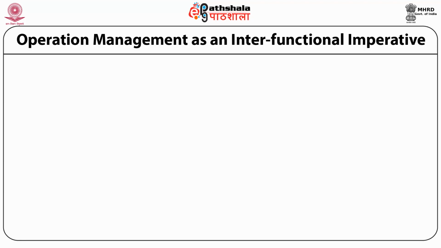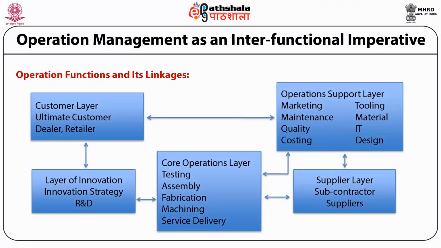Operations functions and its linkage. The following figure shows various operation functions and its linkage with other functions. The operation support layer is linked with the customer layer through marketing, maintenance, quality, costing, tooling, material, IT, design, and it directly influences the customers, dealers and retailers. Wherever, core operation layers including testing, assembling, fabrication, machinery, service delivery and supplier layers are interlinked.